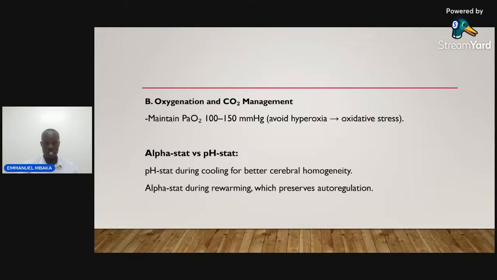Also, there's oxygenation and carbon dioxide management. You need to maintain your partial pressure of oxygen between 100 to 150 millimeters of mercury and avoid hyperoxia as much as possible. Also, you need to work on your pH and blood gas. There is alpha-stat and pH-stat. The pH-stat is used during cooling for better cerebral homogeneity, and the alpha-stat during rewarming, which preserves autoregulation. Next slide.